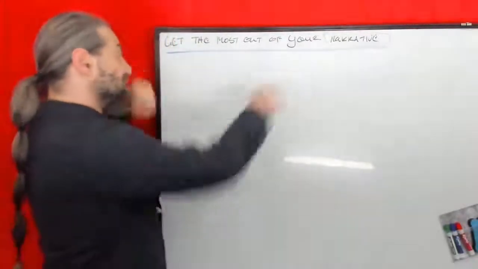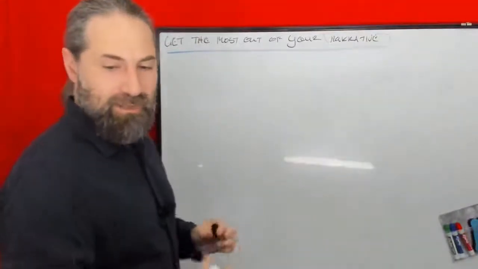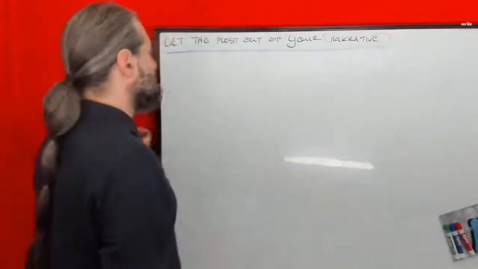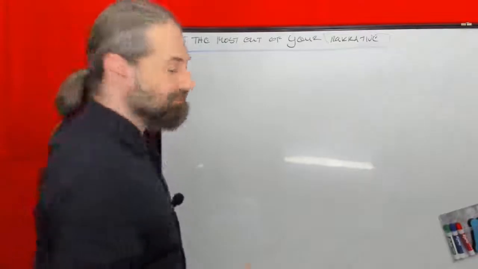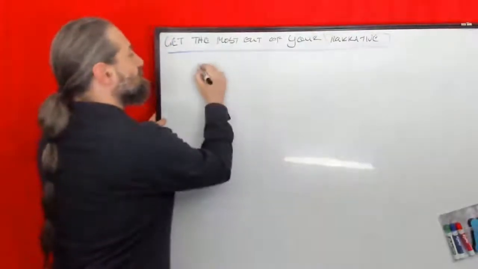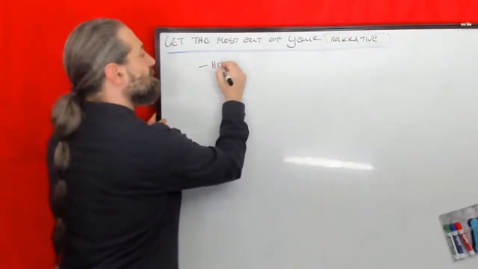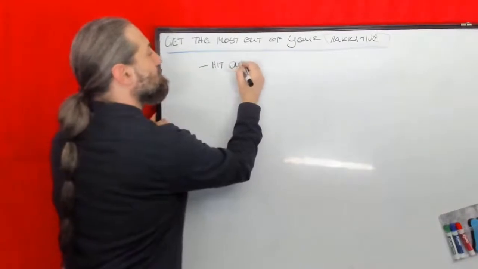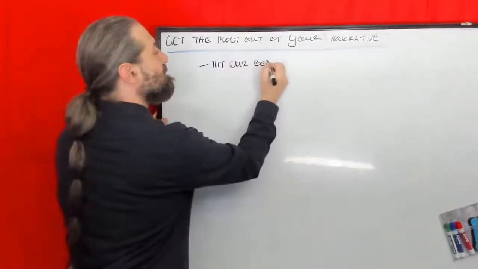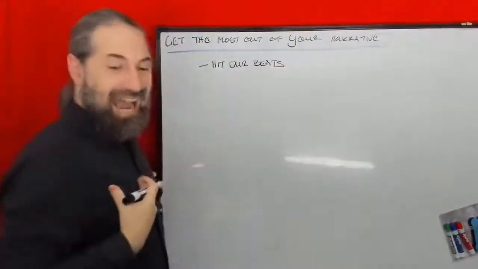All right. So how do we get the most out of a narrative? Let's just talk about that real quick, and then we could call it a day, right? Because I like to keep these lessons short. The first thing is hit our beats. All right. Now this is why I like to outline.